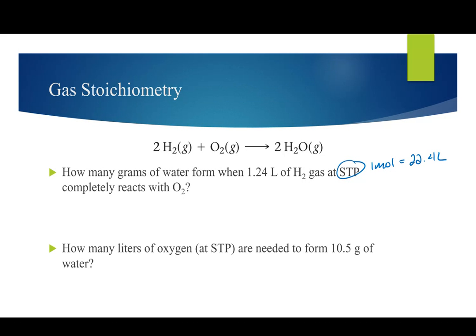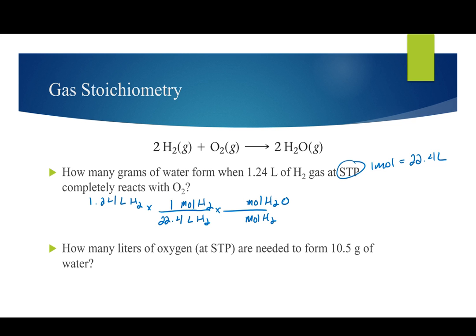There are other ways you can do this problem. Absolutely, you can do it using the ideal gas law. But the easiest way would be just to do a conversion where we take the 1.24 liters of hydrogen, cancel liters of hydrogen, go to moles of hydrogen. 22.4 liters is 1 mole. Then do a mole to mole step. So go mole hydrogen to mole water.